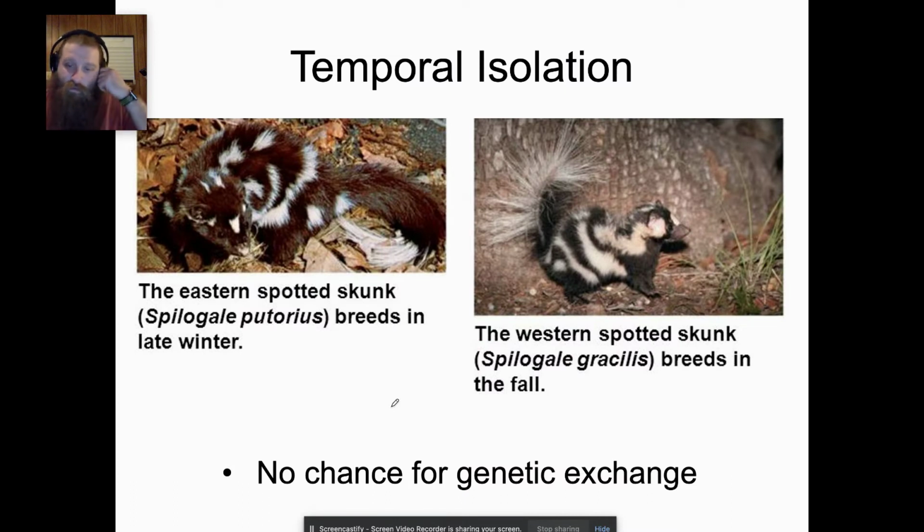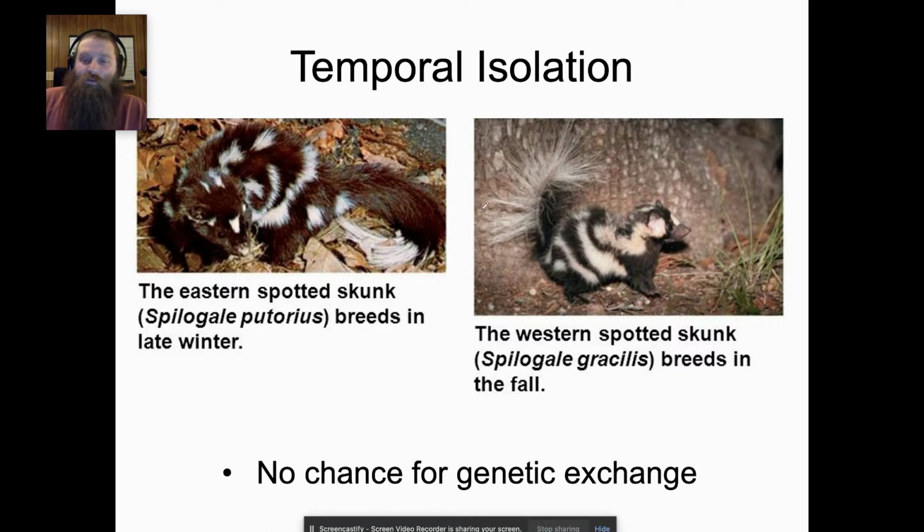Temporal isolation is best looked at with the spotted skunk. So we have the eastern spotted skunk and we have the western spotted skunk. The western spotted skunk breeds in the fall. The eastern spotted skunk breeds in late winter. Since they're not actively breeding at the same time, they're not going to exchange their genes.